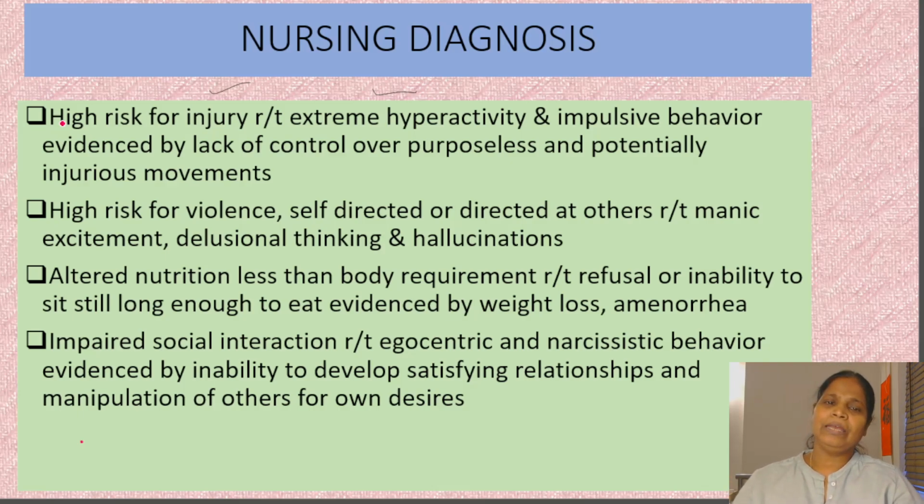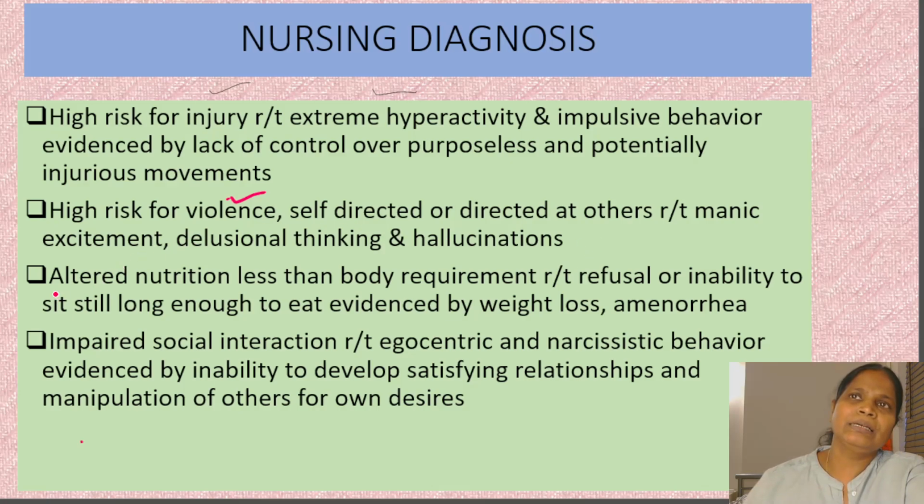Next, high risk for violence, self-directed or directed at others, related to manic excitement, delusional thinking, hallucinations. If someone challenges them, if they say, I am a crorepati, and the other person asks them to prove it, or they say, I am a Superman or a Spider-Man, I have a lot of powers, and someone challenges them, in order to prove themselves they harm themselves, or because of their delusions, sometimes they may attack the other person also. So first one is high risk for injury related to extreme hyperactivity, impulsive behavior, mainly because of lack of control. Next one, high risk for violence, self-directed or directed at others, related to manic excitement, delusional thinking, and hallucination.